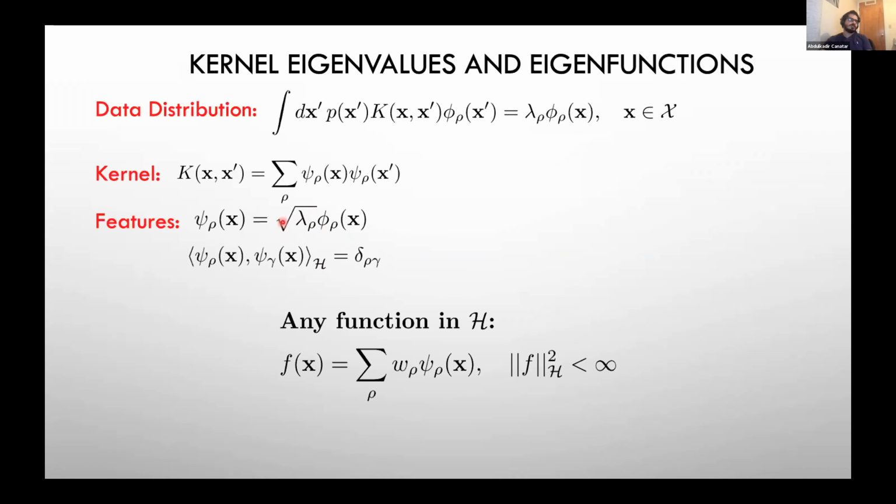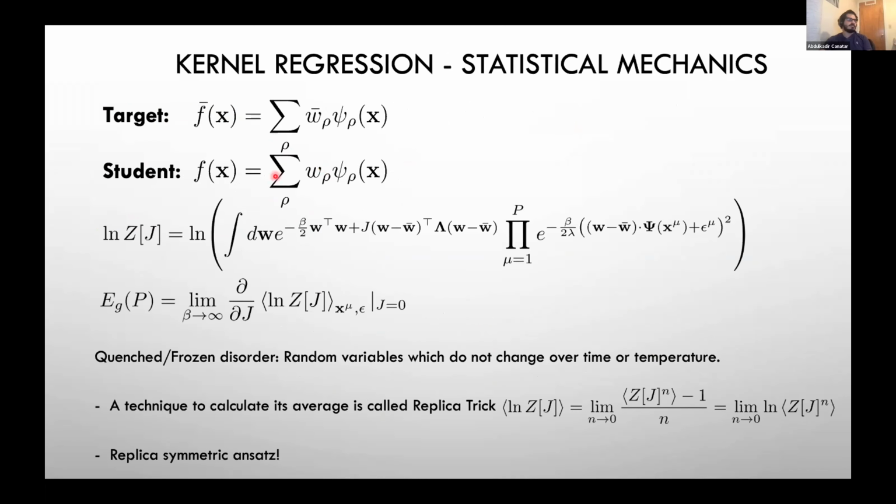And if you follow Mercer's theorem, then the kernel can be expressed in this form. And therefore, any function in this Hilbert space can be expanded in terms of these orthogonal feature functions. Okay, so then I write my student function where I call my W rho my weights, and then I write my target function where I call my W rho bar my target weights. And basically what the student is trying to do is to match these W rho bars. So eventually it simplifies, it just becomes a nice Gaussian integral. And then by following this procedure, I will be able to calculate generalization error.